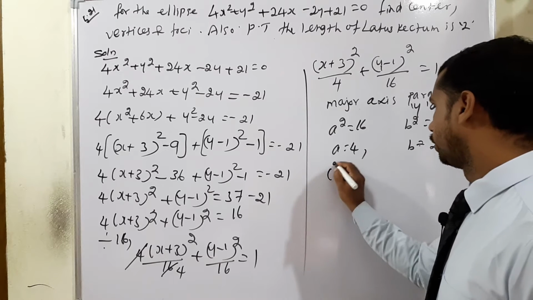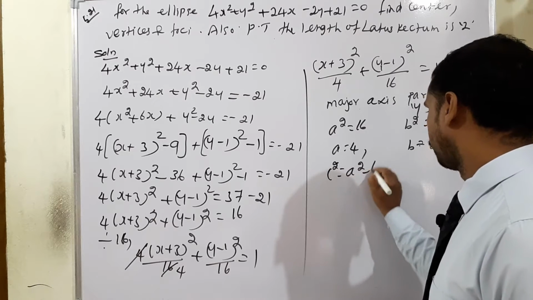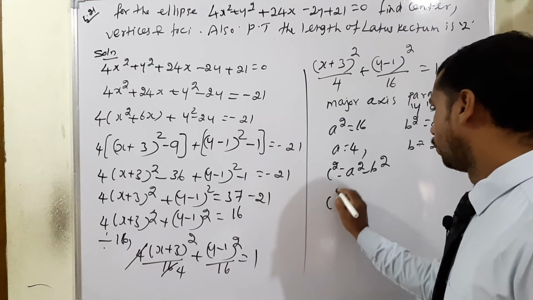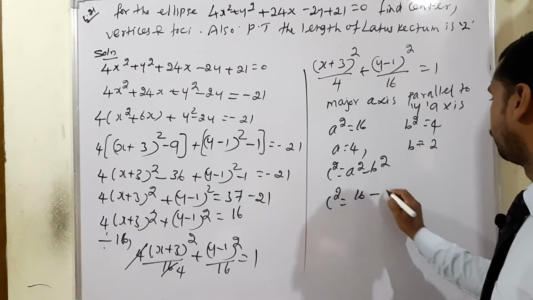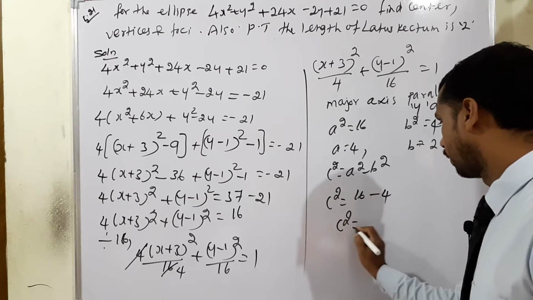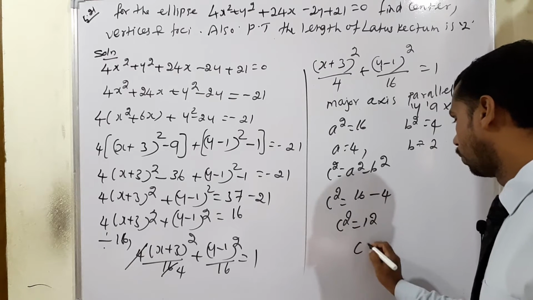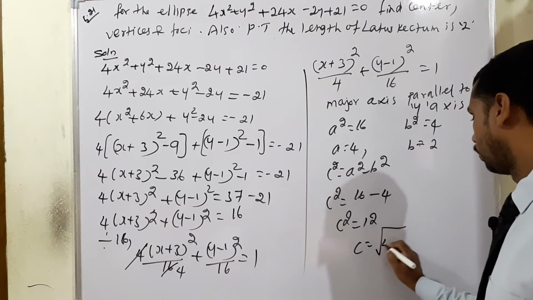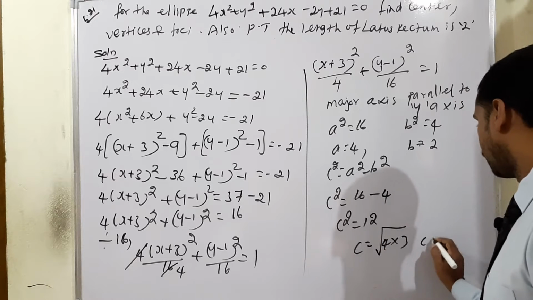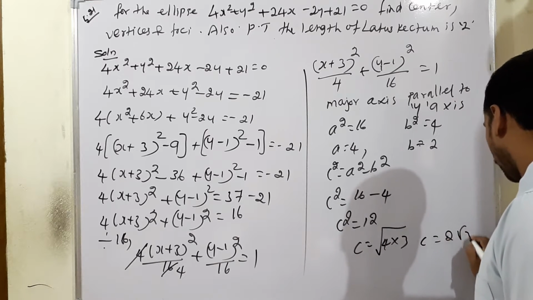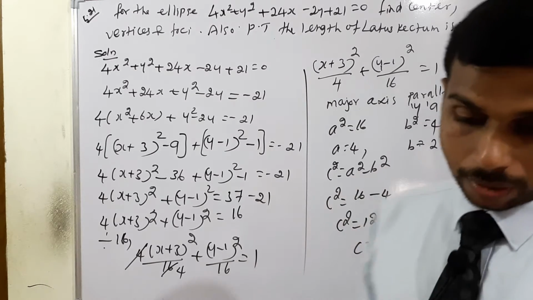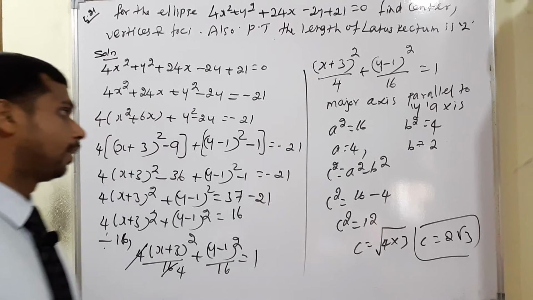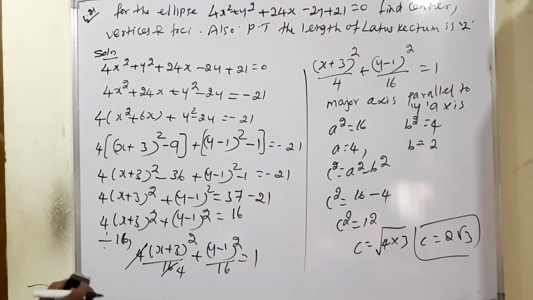Now how to find out c square? c square means a square minus b square. Therefore c square is equal to a square, whose value is 16, minus b square, whose value is 4. Therefore c square is equal to 16 minus 4, is equal to 12. Therefore c is equal to square root of 4 into 3, means c value will be 2 root 3. This is actually c or ae. Okay, no? Now after getting the a, b and c values, refer to x dash and y dash.